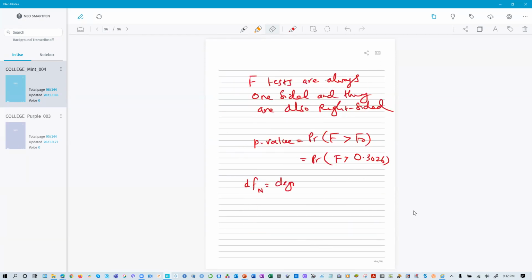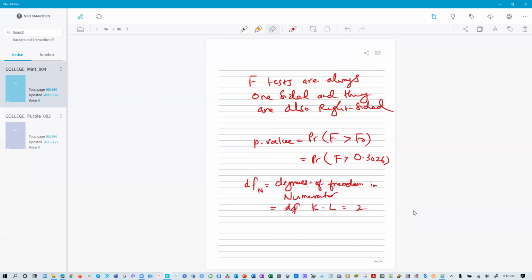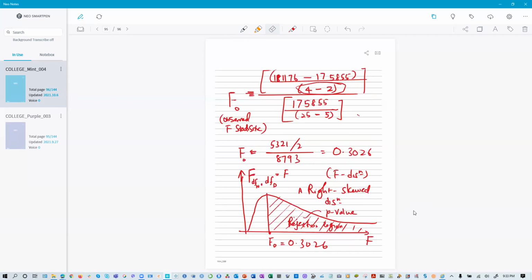I'm going to write here, dfn stands for degrees of freedom in the numerator. It's nothing but whatever you had in this one here. That's the one, k minus l, which is 2. And dfd means degrees of freedom for the denominator. These are characterized by those two. It's nothing but n minus p, which is 20. So you're going to write the numerator 2, comma, 20, like that.